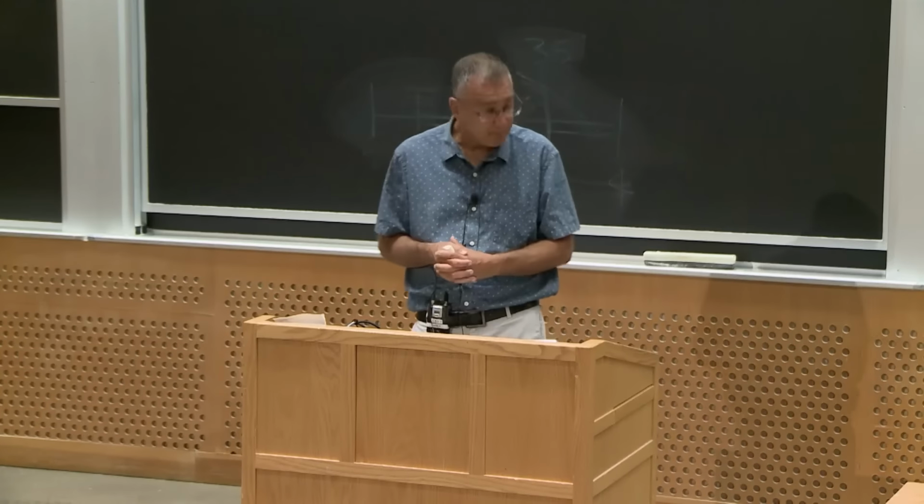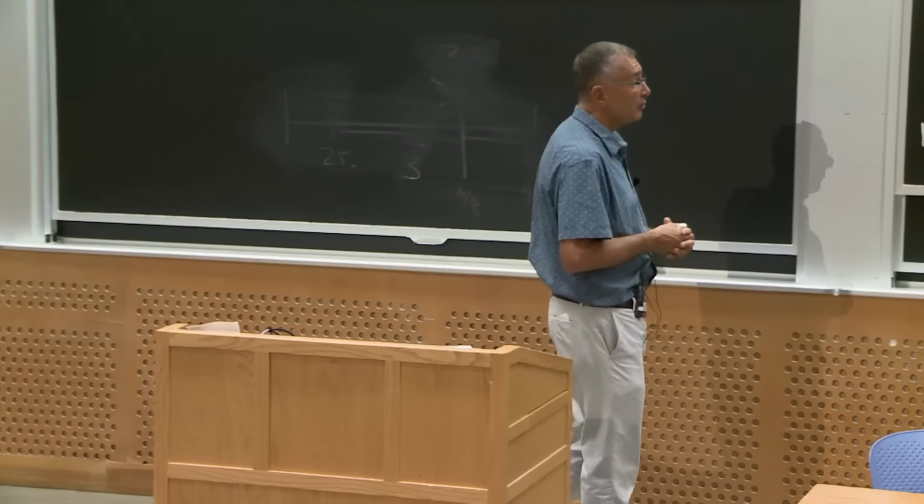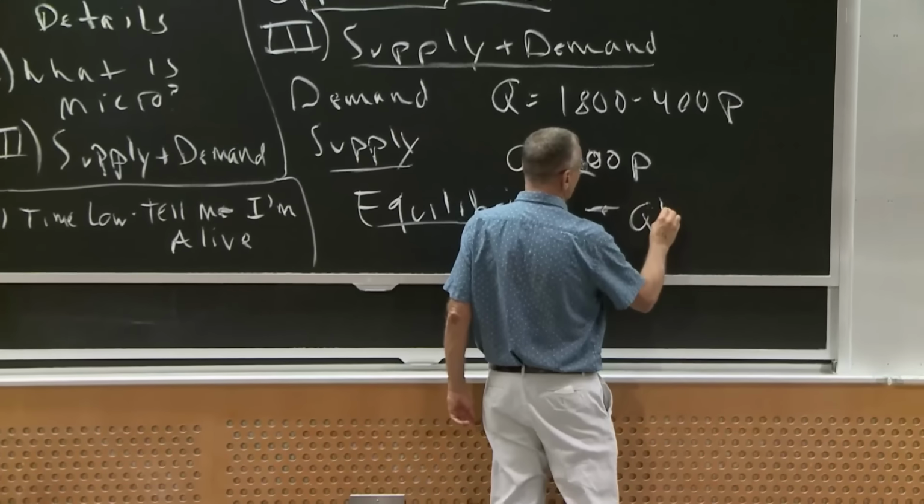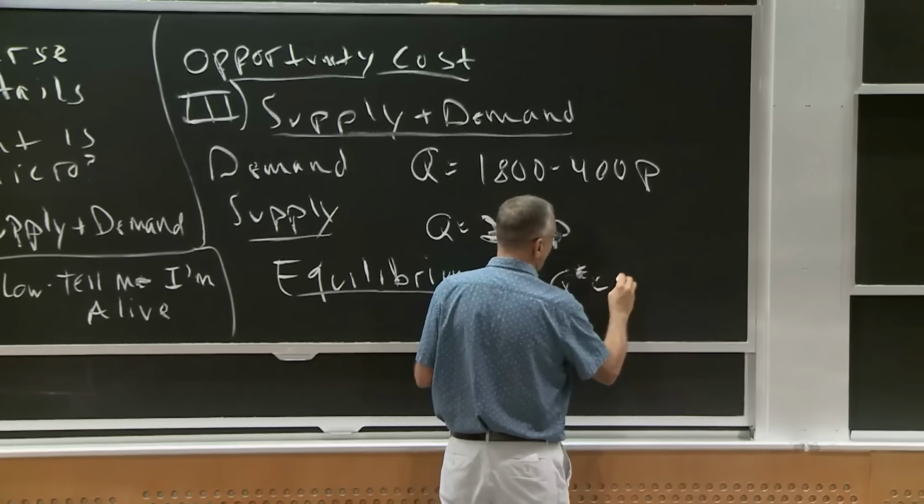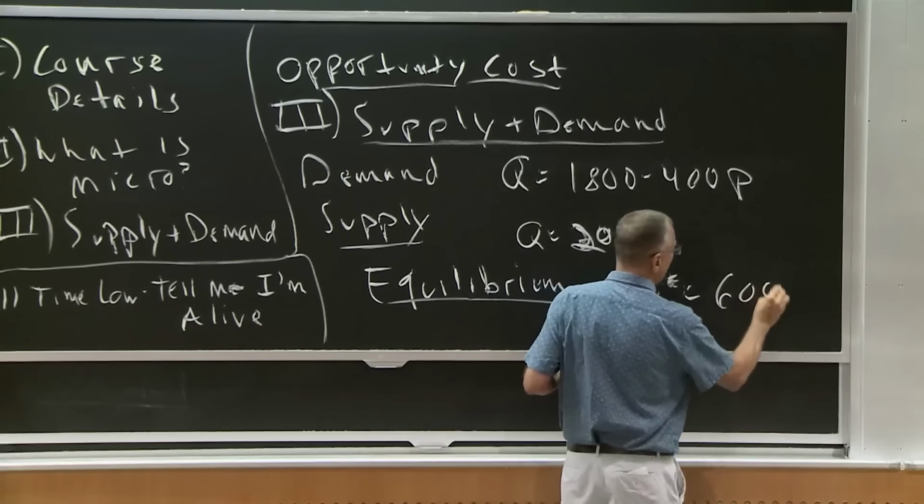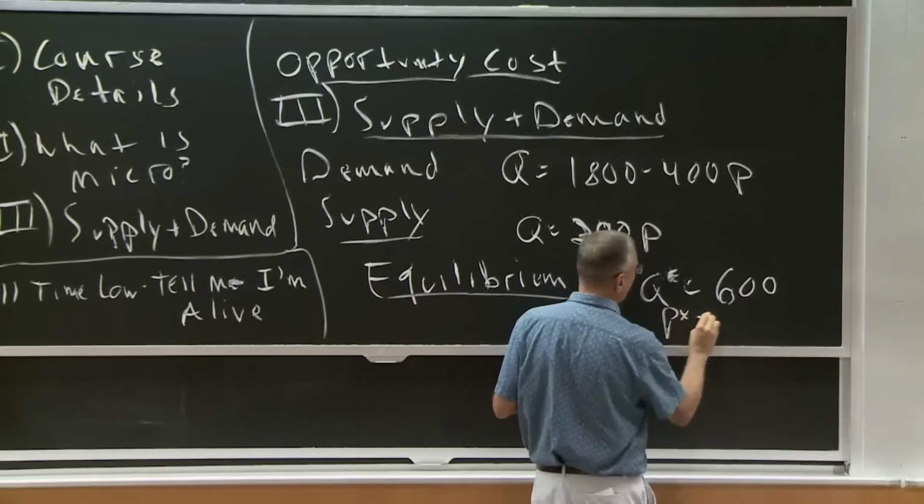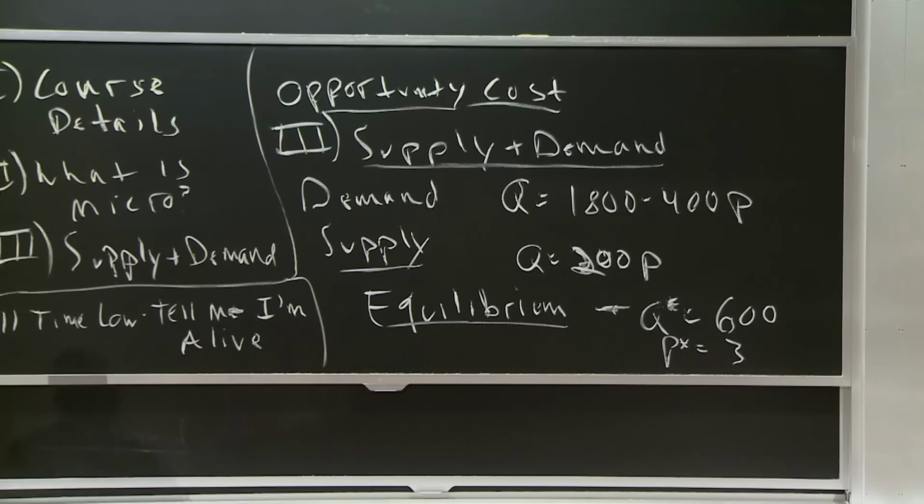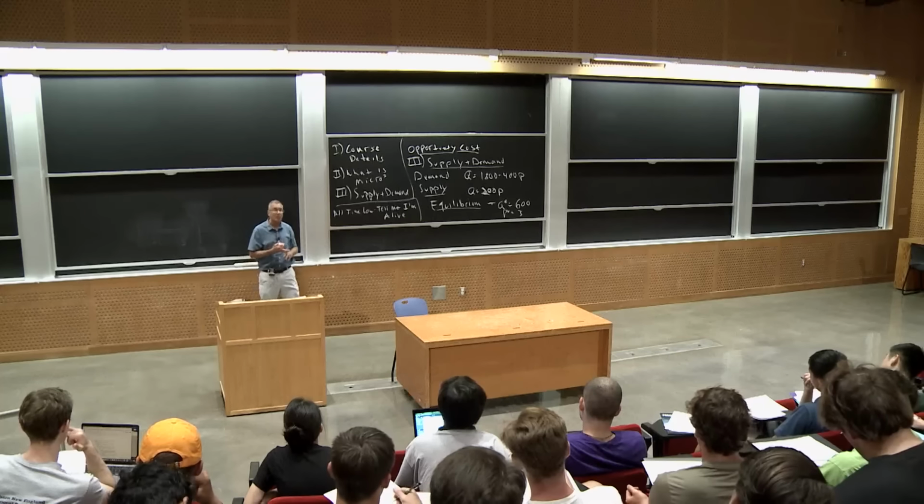So basically, it's just two equations and two unknowns. You set these two things equal to each other, and you solve, and you get Q star equals 600 and P star equals 3, just by two equations and two unknowns. Once again, that's why we only have two goods. I could have done this in 3 dimensions. The graph would have been uglier, the math would have been harder, but nothing would have changed.